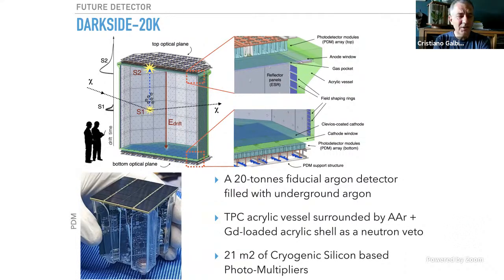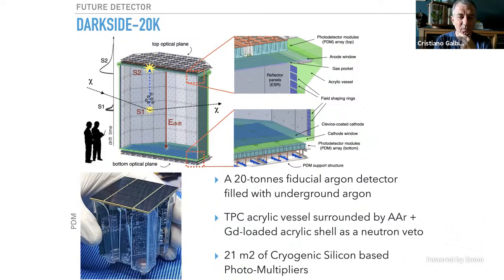The main construction element of the time projection chamber is acrylic panels that will build up the chamber. It will be instrumented by optical sensors only on top and bottom. There will be no optical readout on the sides. On the sides, you will have reflector panels that will bounce off the light.